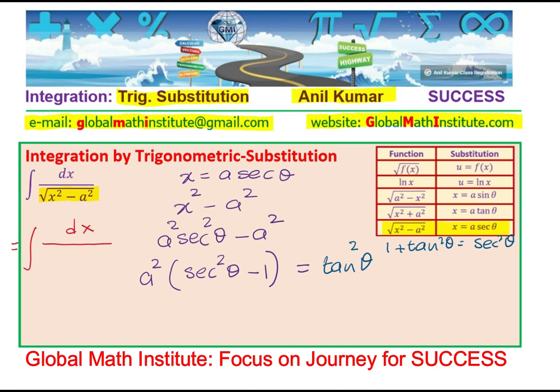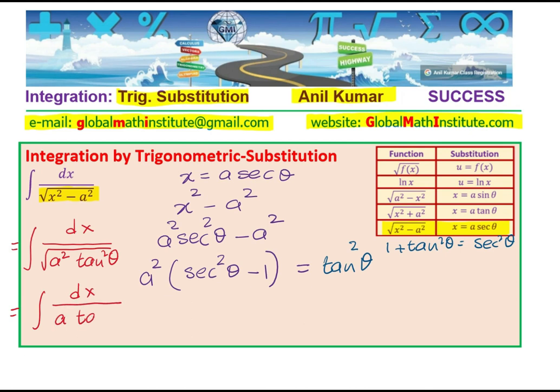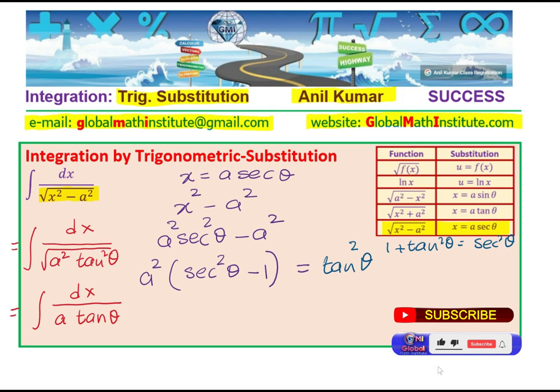dx over, since we have a square tan square theta, right, as equal to integral of dx over a tan theta. Do you understand? We have removed that square root thing, right? So this is for you to understand why we are doing so, right?